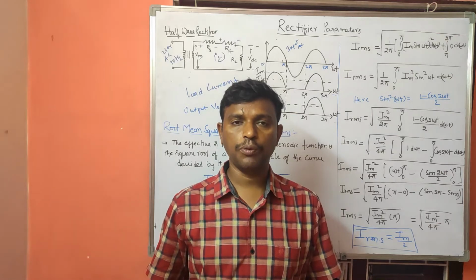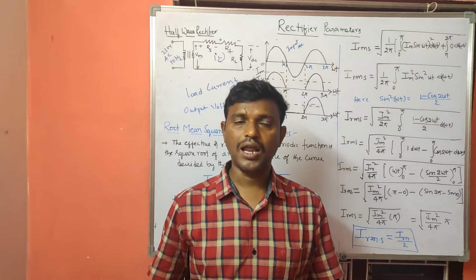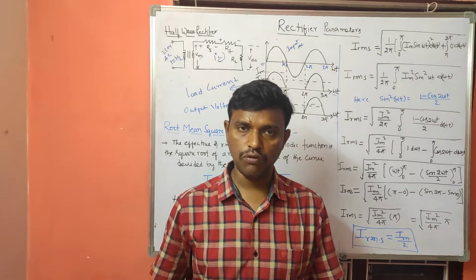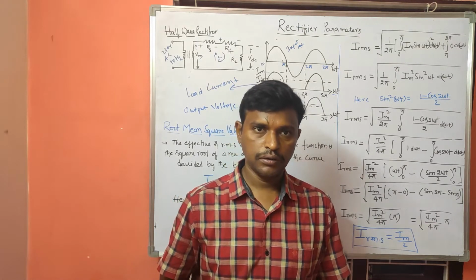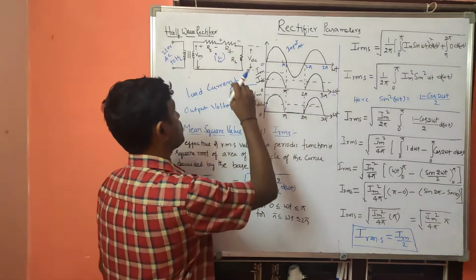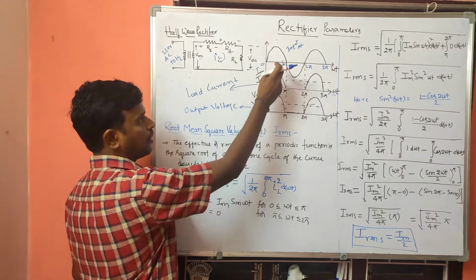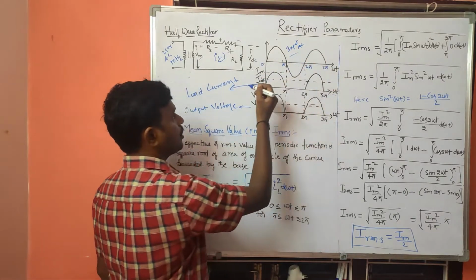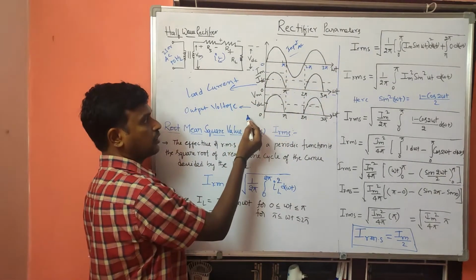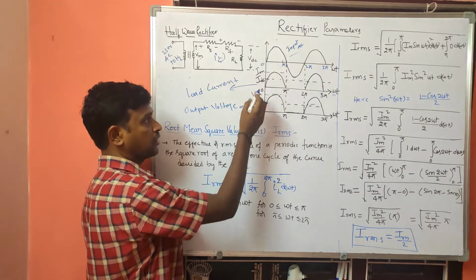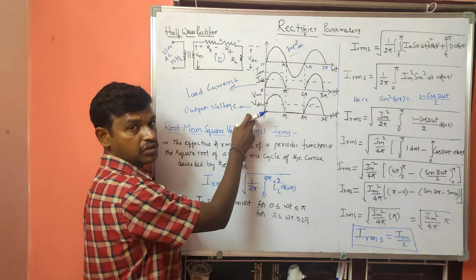Hello everyone, now I am going to explain the RMS value calculation, or the root mean square value calculation, of a rectifier. For that I have considered a rectifier circuit, and here I have the input AC waveform and we have load current and load voltage, or the output voltage, that is IDC and VDC.